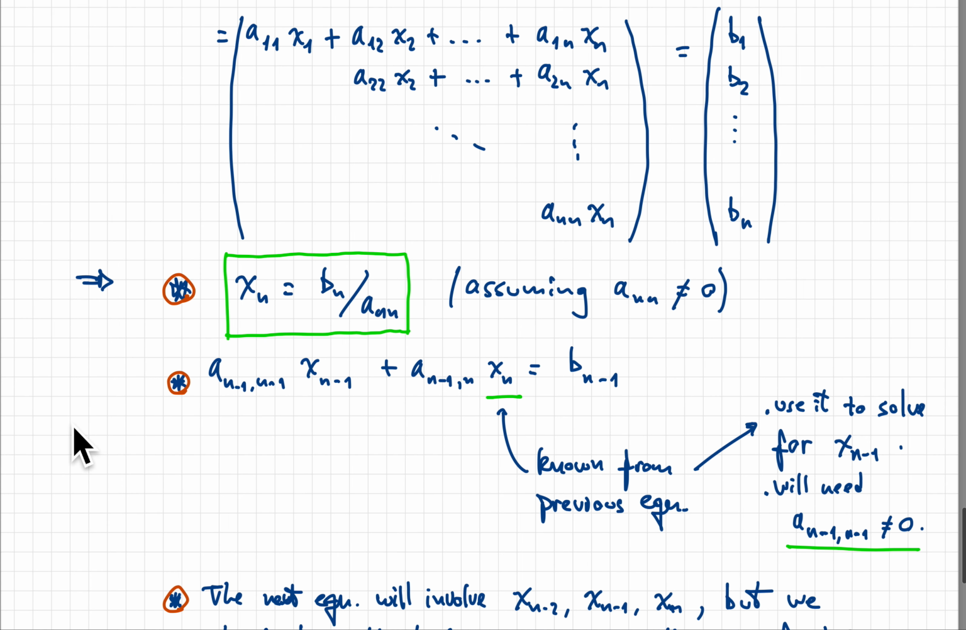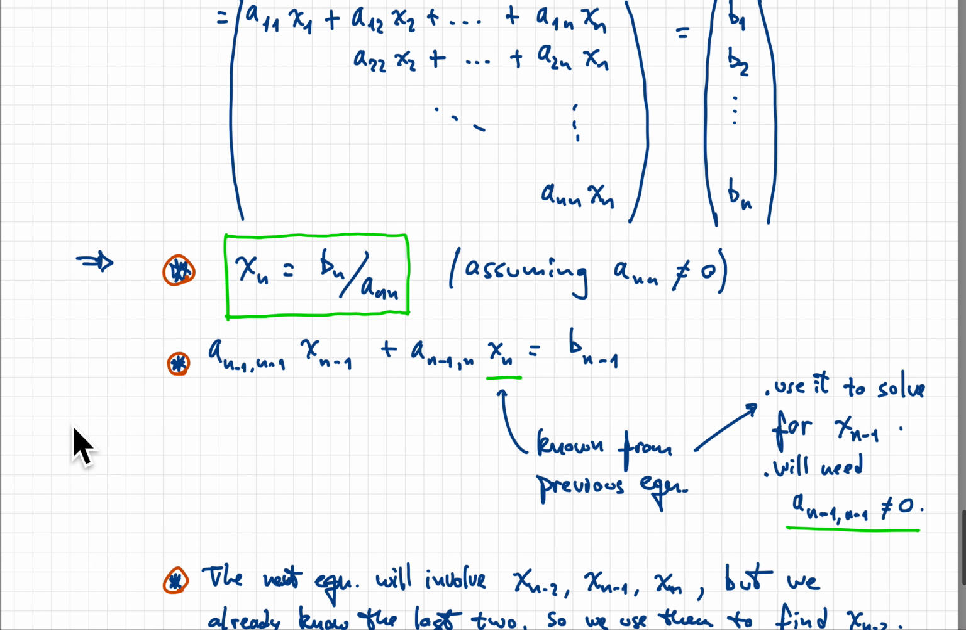You can see what happens, right? If a(n-1, n-1) is 0, then this is 0, it doesn't appear there, and now we have another equation for xn, but xn is already determined by the previous equation, so we're going to be in trouble there. So depending on what this guy is, if this guy is also 0, then maybe there's hope, but maybe it isn't. So then you see we have to be careful.